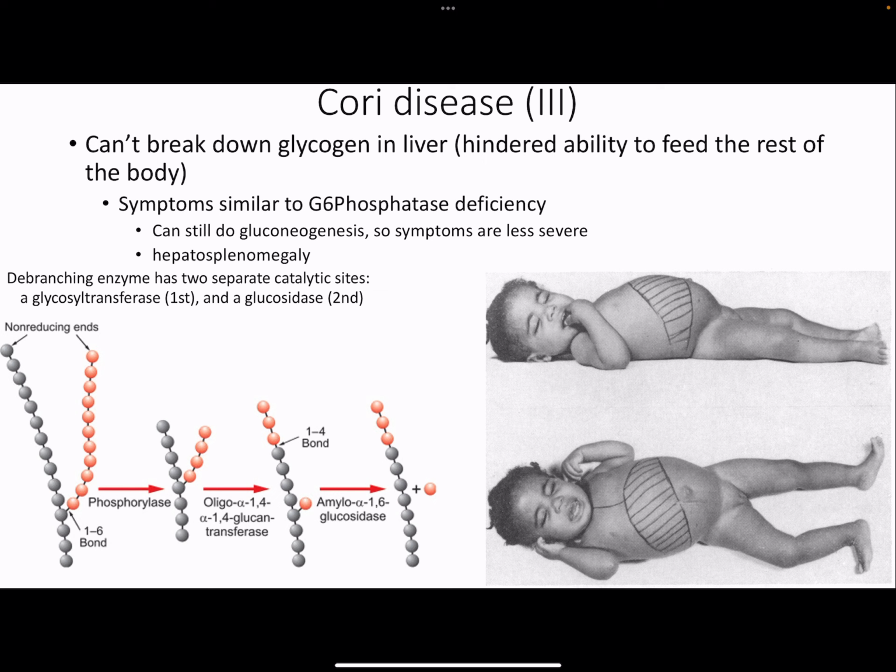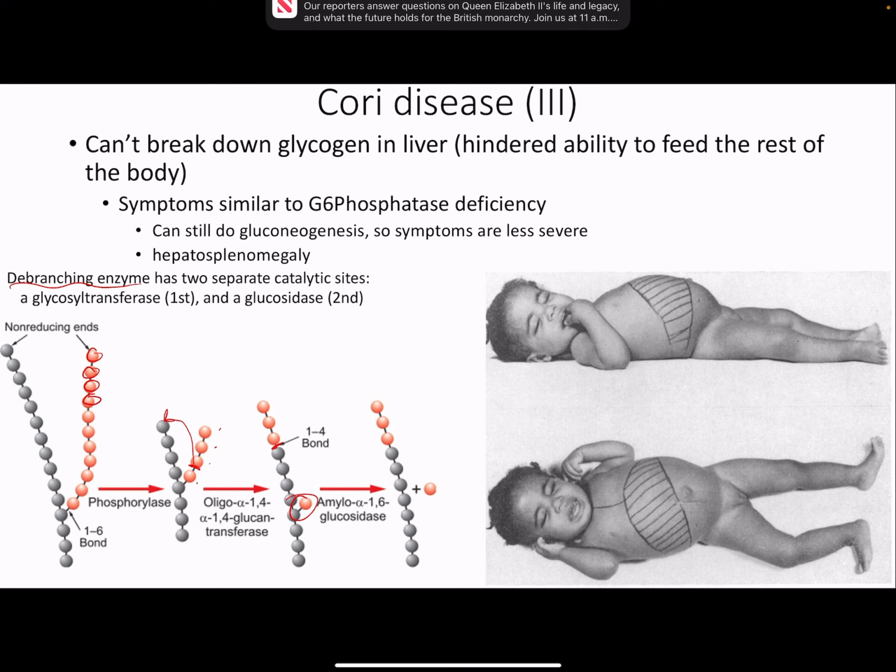Cori's disease, you can't break down glycogen in the liver, so think about the debranching enzyme. We talked about branching enzyme and debranching enzyme. Branching enzyme makes the alpha-1,6, debranching takes off the alpha-1,6. But the debranching enzyme is a bit more complicated because, all right, we're chewing down these alpha-1,4, alpha-1,4, alpha-1,4, alpha-1,4. Once we get to 1, 2, 3, 4, now the debranching enzyme comes into play. It has a glycosyl transferase, so it's going to take this and move it up there. And so now we see it right there. But it leaves this little guy behind.